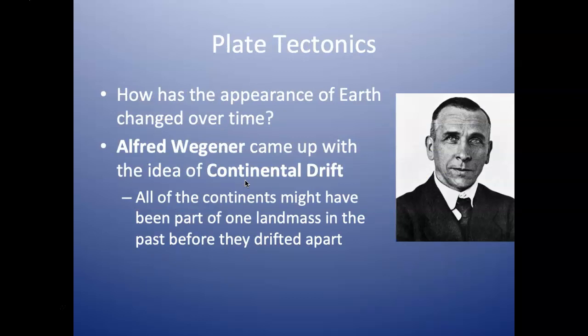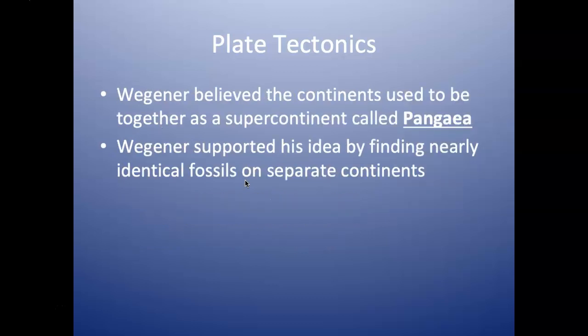When we talk about how the plates on the Earth have changed over time, that's how we focus on the appearance of the Earth and how it's changed over time as well. And that all comes down to Alfred Wegener. Okay, Alfred Wegener came up with the idea of continental drift. This states that all of the continents may have at one point been one large landmass and have thus broken up since then and drifted apart, giving us our seven continents that we have today.